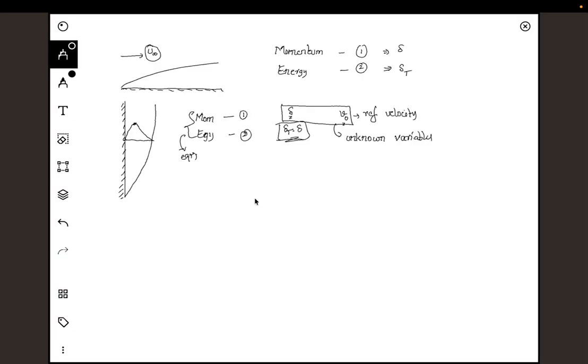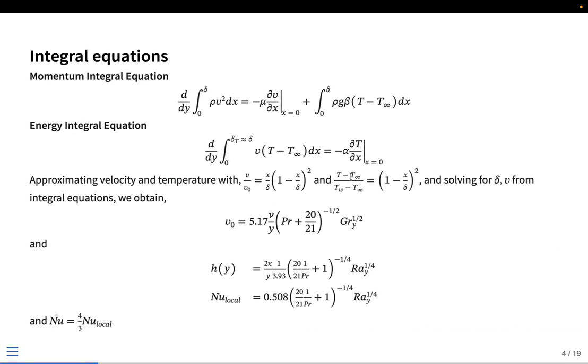The boundary conditions are that the velocity at the wall should be equal to 0, the velocity at the edge of the boundary layer should be equal to 0, and the derivative of velocity there should be equal to 0. You can also specify the maximum velocity to be equal to V naught, some reference velocity. With these boundary conditions, you should get a profile for velocity. Similarly, for temperature, you can use the same kind of boundary conditions and get the temperature profile.